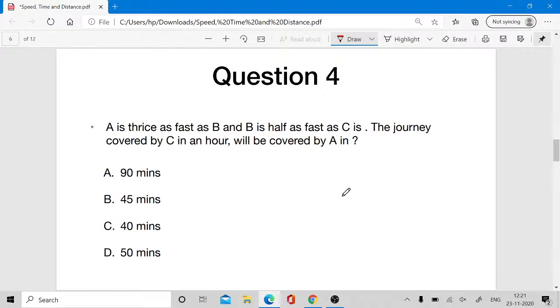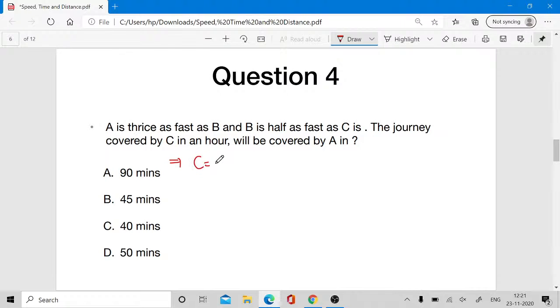A is thrice as fast as B and B is half as fast as C. The journey covered by C in an hour will be covered by A in dash time. In what time will he be covering the journey? Okay, so let us go with the answers directly.